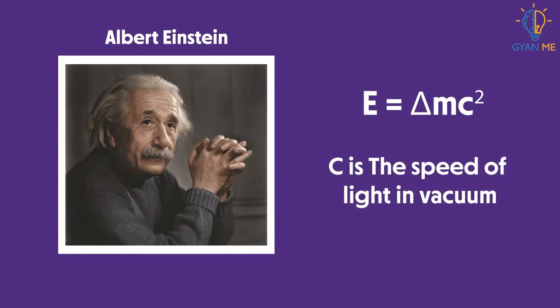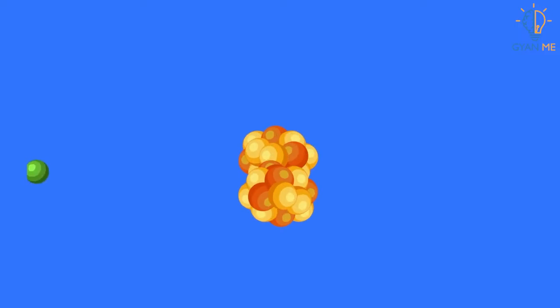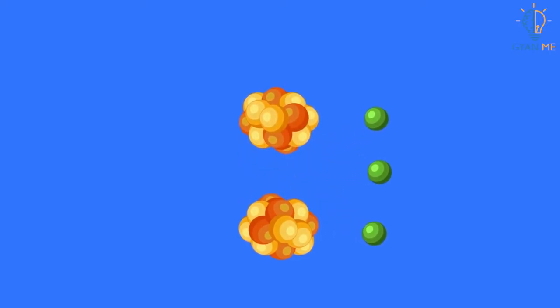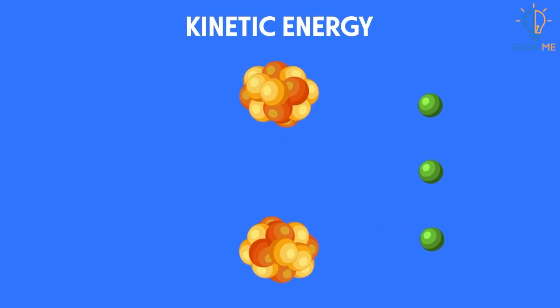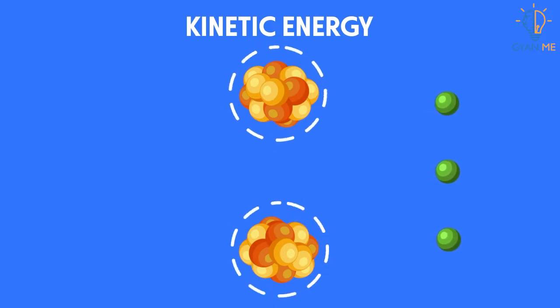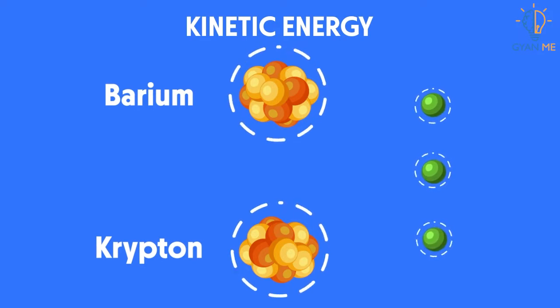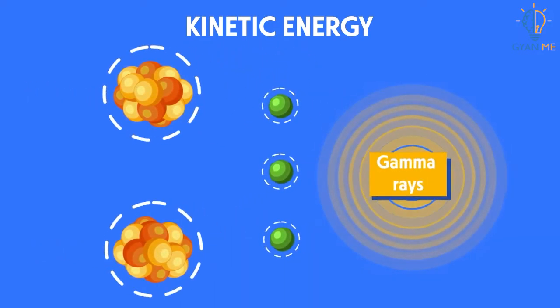Nuclear fission was first observed in 1939, when a uranium nucleus was bombarded with low energy, slow moving neutrons, and the energy was released. In nuclear fission, the energy is released in the form of the kinetic energy of newly formed nuclei and radiations. During the fission of uranium atom, barium and krypton are formed. This reaction gives out 3 neutrons and radiation in the form of gamma rays.